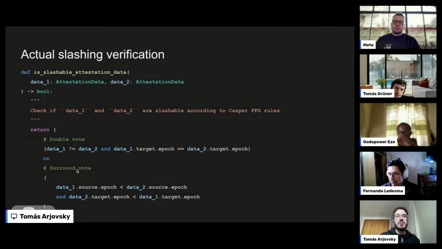And if I have a surround vote, which means that one is surrounding the other, literally this source is higher than this source, and this target is not higher, but lower than this target, it means that data 1 is surrounding data 2, and that means that they're not respecting their own justification votes. So in any of those cases, we need to slash them.